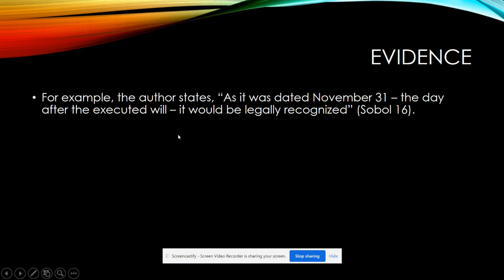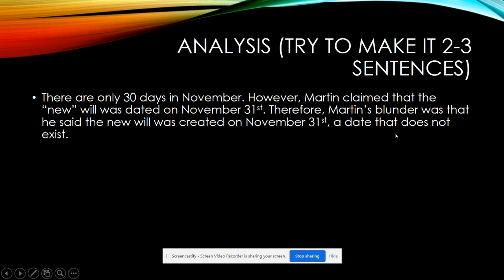For example, the author states, as it was dated November 31st, the day after the executed will, it would be legally recognized. You'll also notice that I have something in parentheses here. I put the author's last name and page number. If it doesn't give you a page number, just put the author's last name.